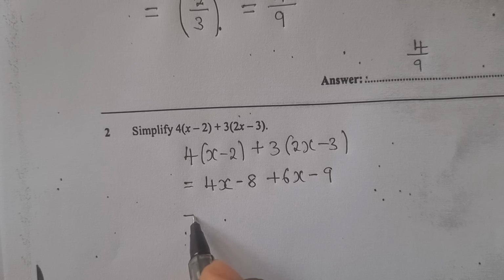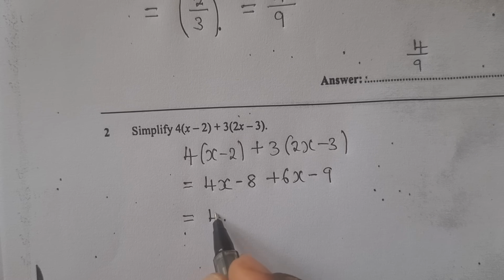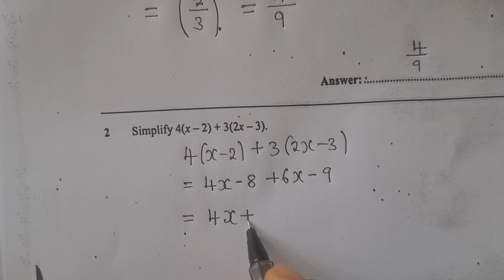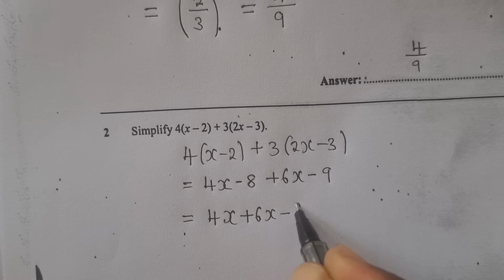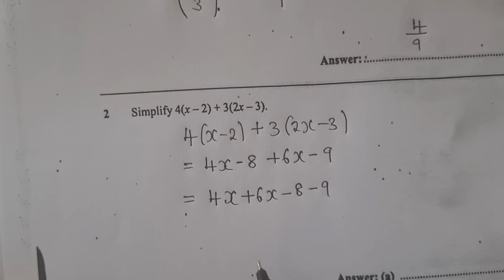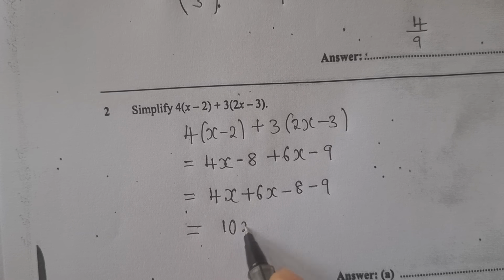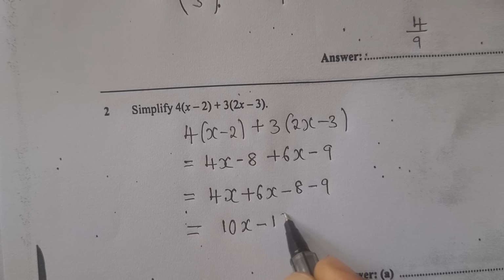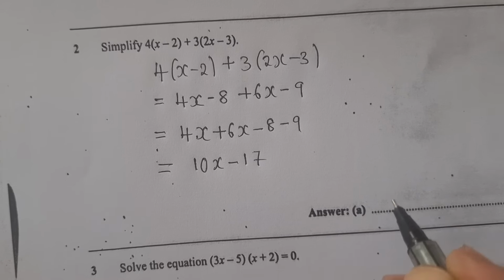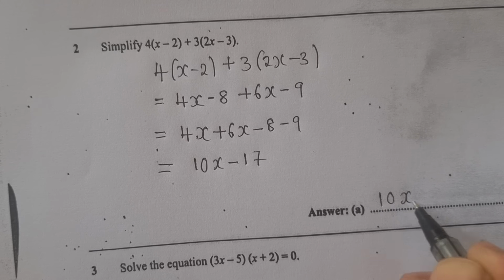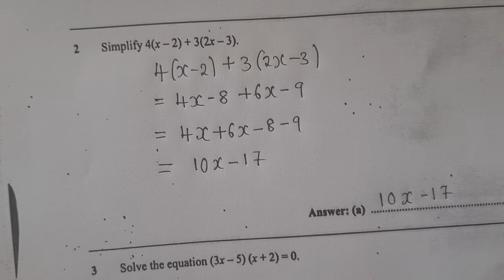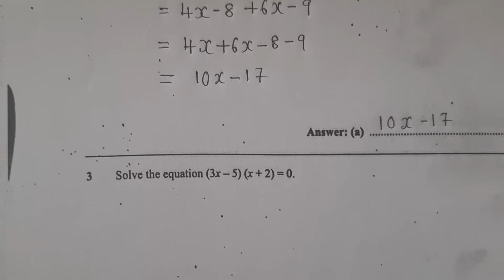So from this part, you can now group the like terms. You have 4x plus 6x minus 8 minus 9. And then here, this is giving us 10x minus 17. So we can write our answer here, 10x minus 17. We go to the next question.